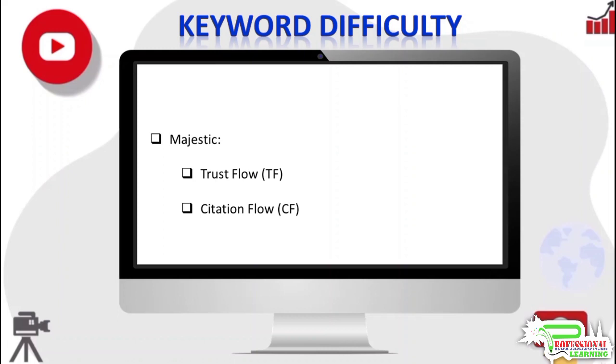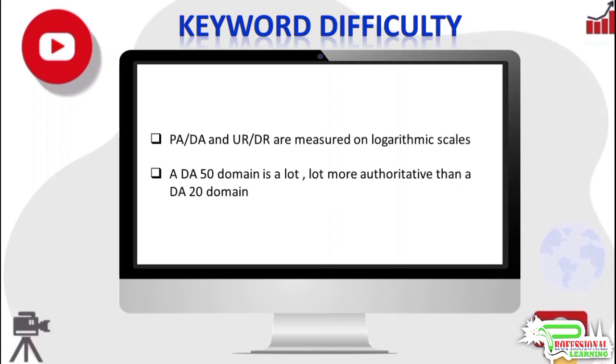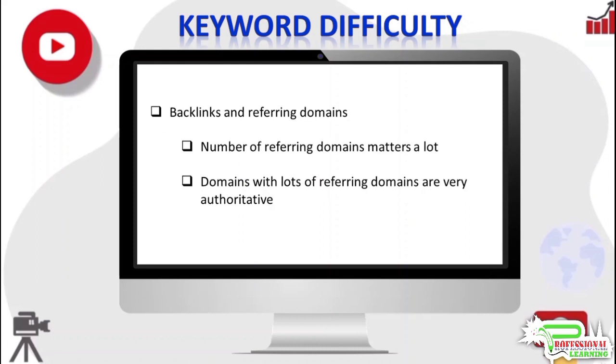Domain authority, page authority, URL rating and domain rating are measured on logarithmic scales. So a domain with the domain authority of 50 is a lot more authoritative compared to one with the domain authority of 20. In addition, there are a couple of other numbers you would need to look at for any website: backlinks and referring domains. The number of referring domains is a very important metric. The greater this number, the more authoritative a website is.